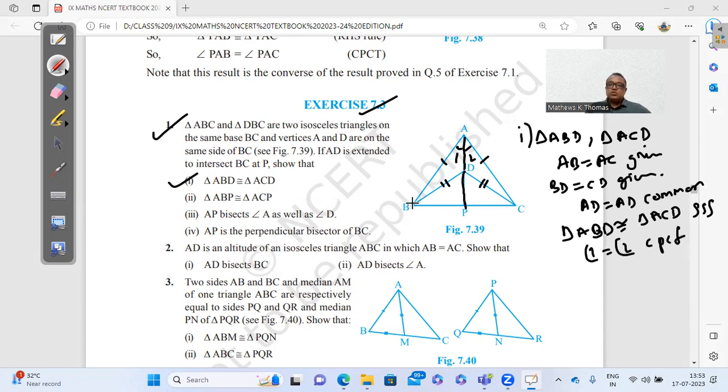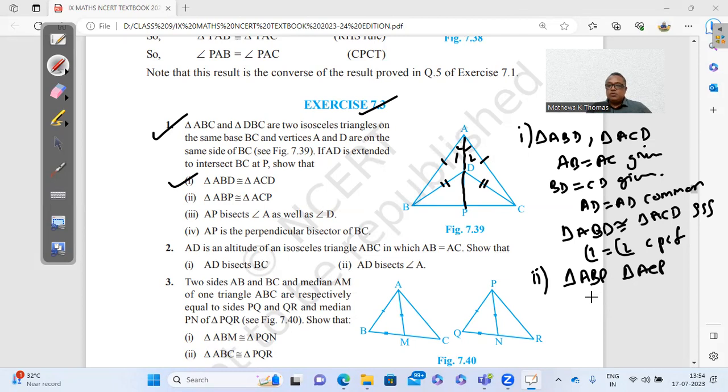And this can be used as a condition now for the bigger triangle ABP and ACP. So ABD and ACD we have proved, and 1 and 2 we will say CPCT and we'll use it for the next. So take now the bigger triangle ABP and triangle ACP.